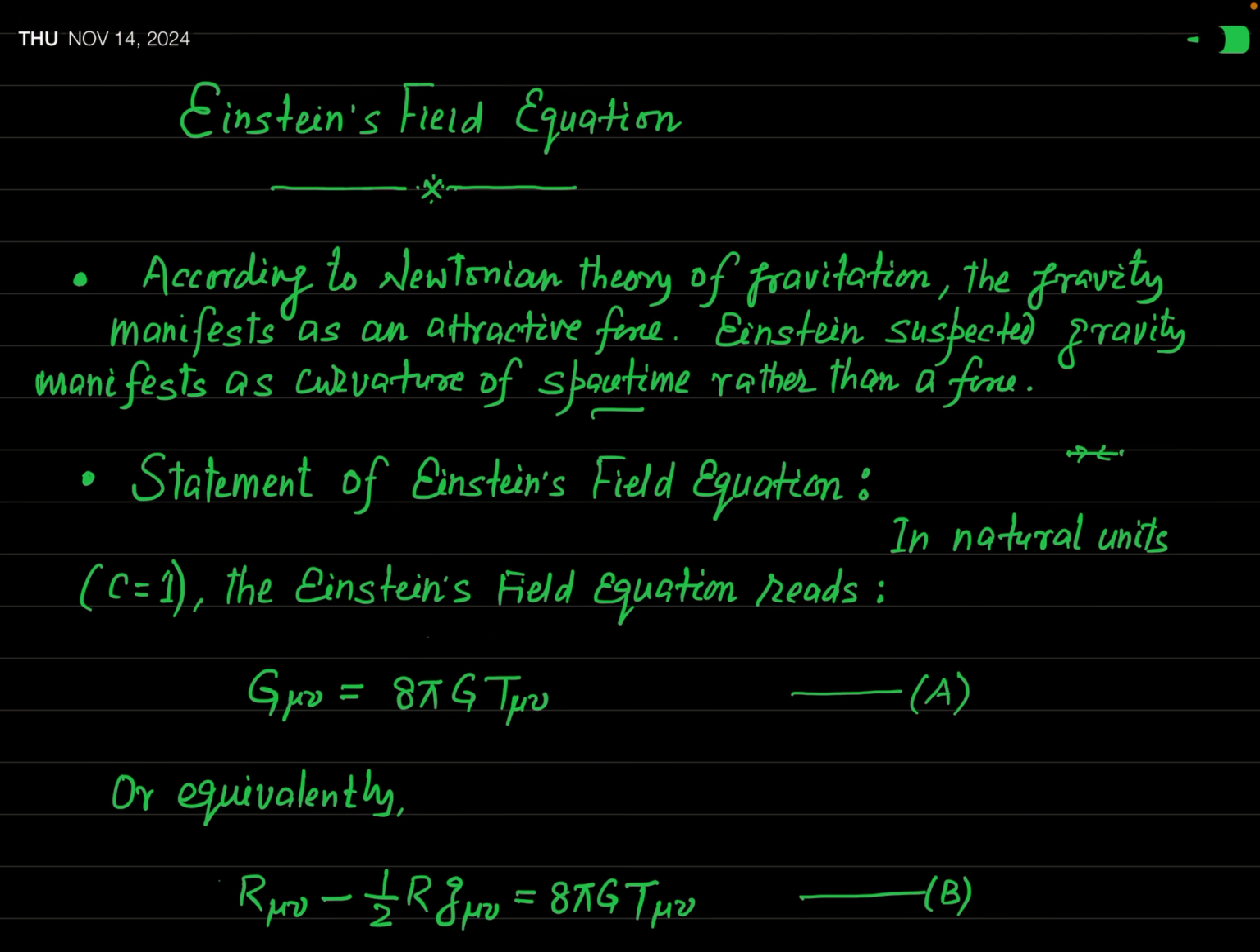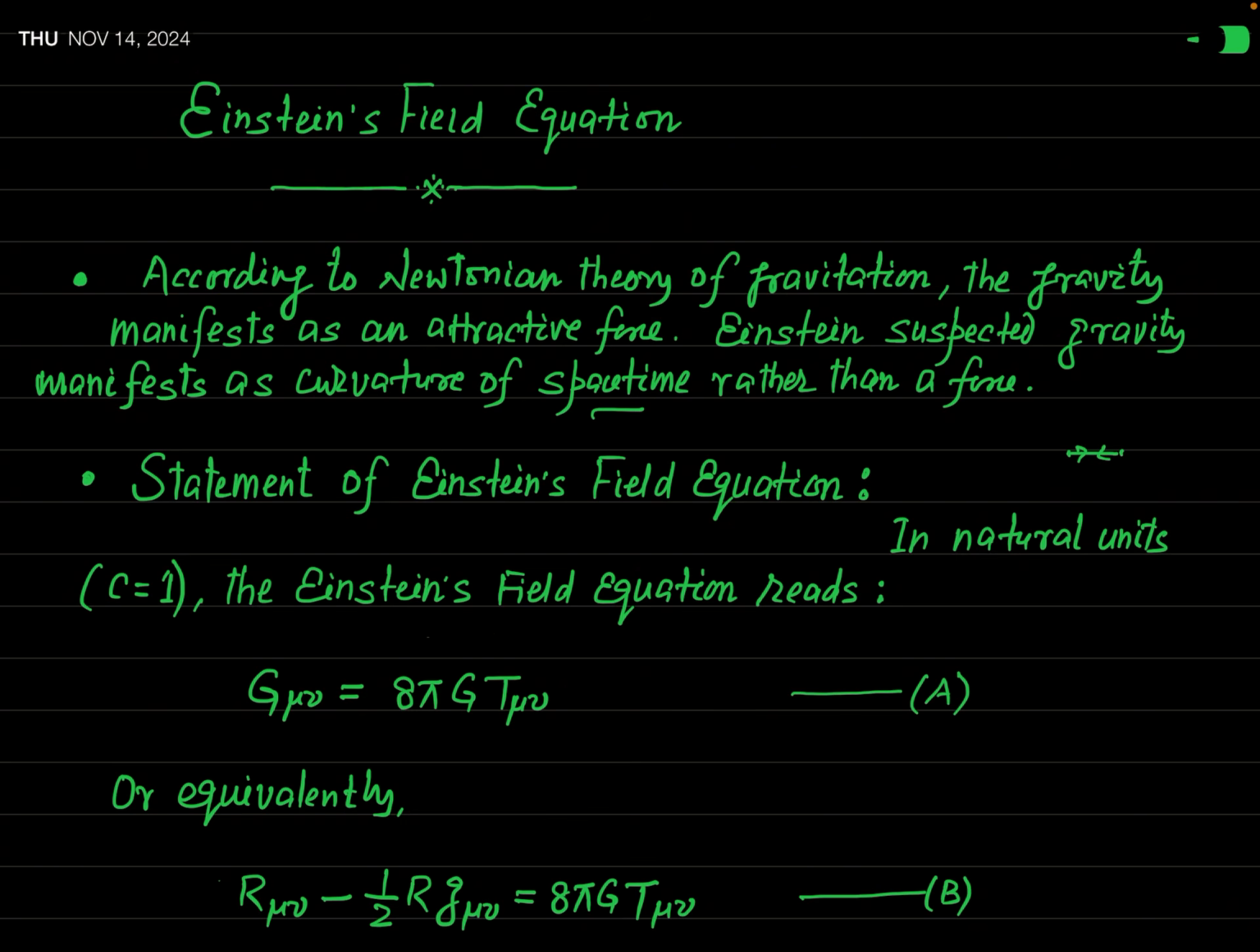Actually, in different textbooks, you will find different methods to derive Einstein's field equation. But in this lecture, I am presenting just a basic method to derive Einstein's field equation. This will start from the Newtonian theory of gravity, and we will see how that classical law can be converted into the relativistic law of gravitation.